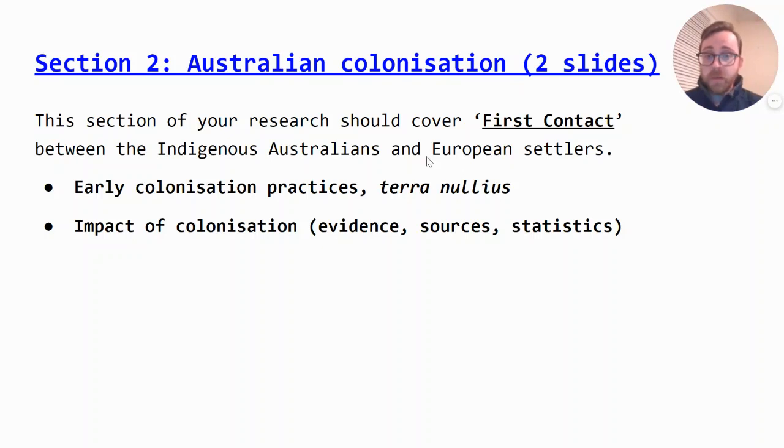So the first one we're looking at is first contact, so Australian colonisation. Between the Indigenous Australians and European settlers, you're looking at things like terra nullius, day one, this is what happened. Early colonisation practices, how did they treat the Indigenous Australians? What was trade like? Was there violence? Was there spread of disease?